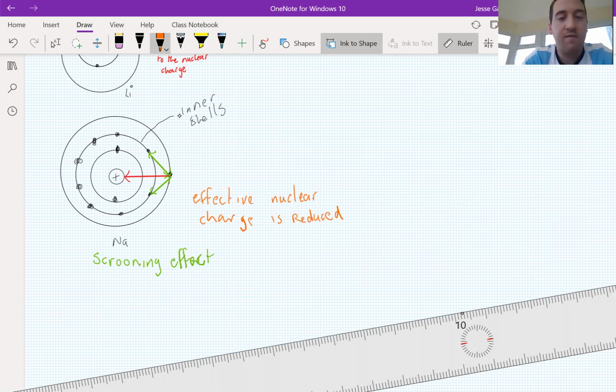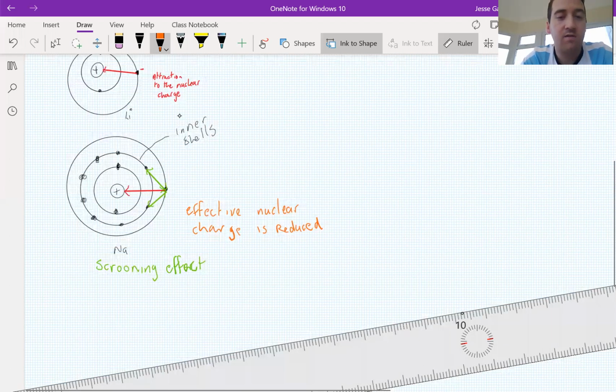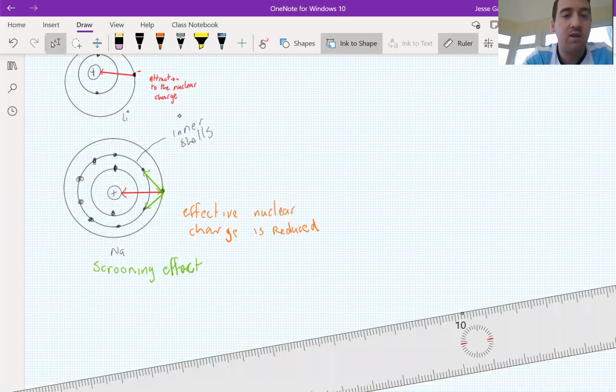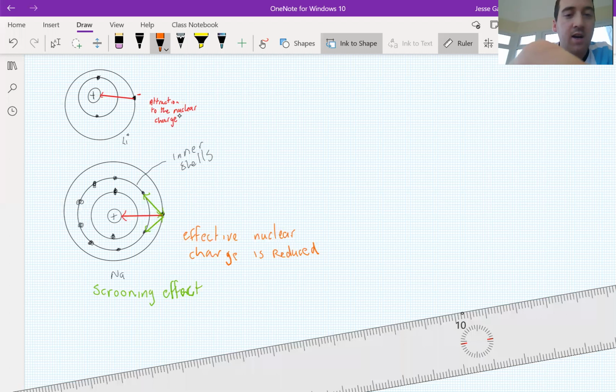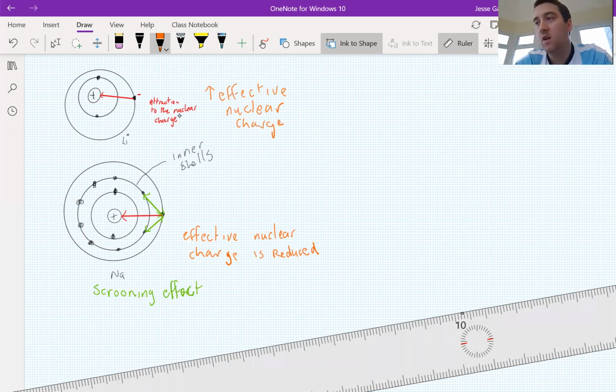And the reason why the effective nuclear charge is reduced is because of the screening effect of the electrons in the inner shells. This one has a higher effective nuclear charge because it has less screening. Okay, so now we have two factors which affect the atomic radius as we move down the periodic table.